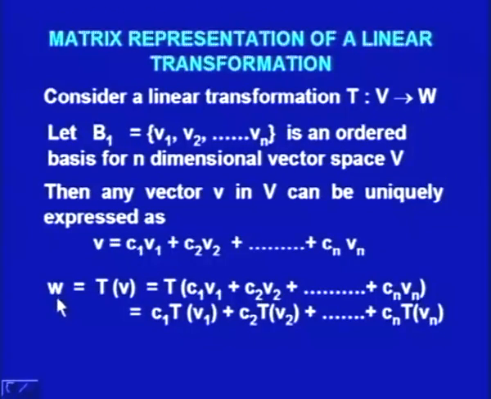Now, let us say W is equal to T of V, that is, T of (C1 V1 plus C2 V2 plus ... plus Cn Vn). T being a linear transformation, one can write this as C1 times T of V1 plus C2 times T of V2 plus ... plus Cn times T of Vn. So this transformation T of V is expressed in terms of the images of the base vectors V1, V2 and Vn. So this vector W is represented as a linear combination of T of V1, T of V2 and T of Vn.